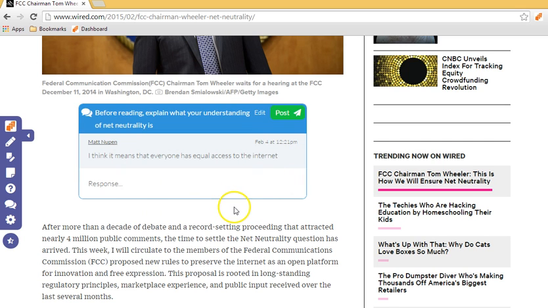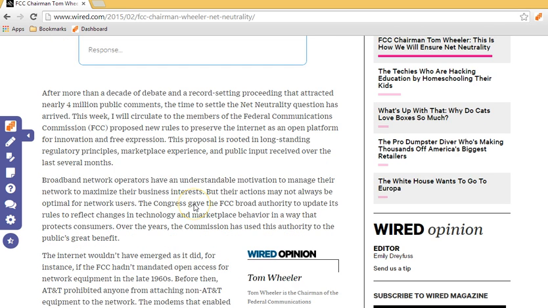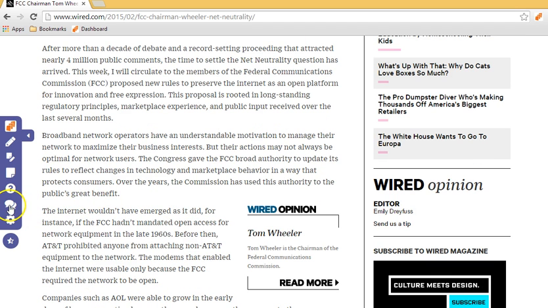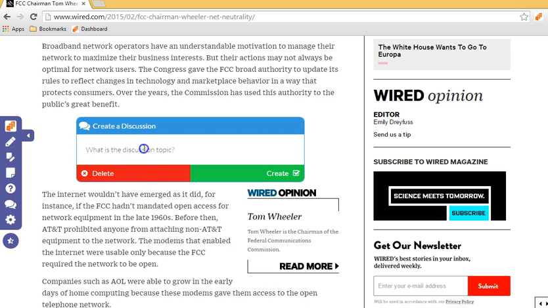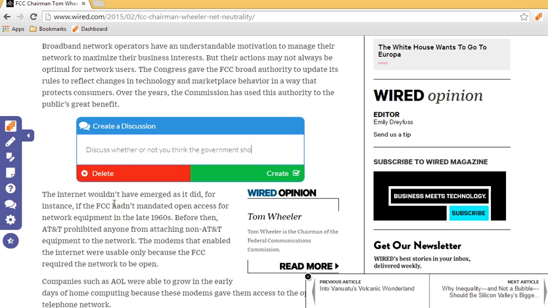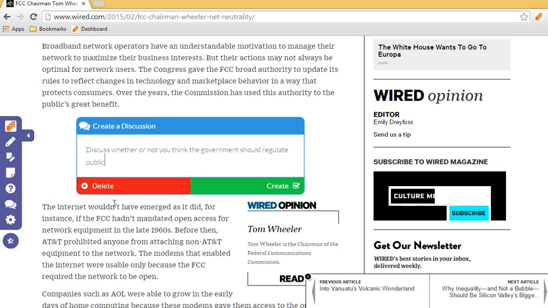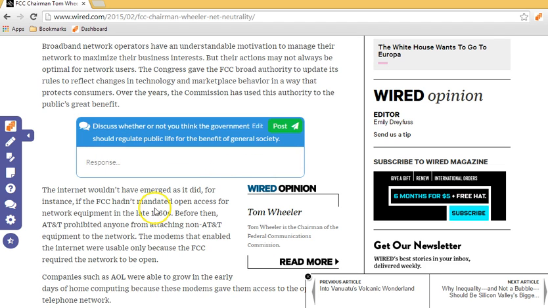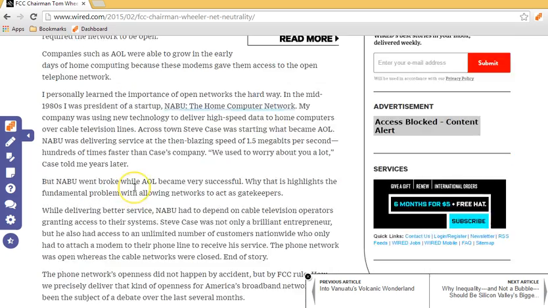Okay, all right. So we've got our introduction here. We've got students thinking. Start reading. So I think one of the things that's important for me is to use some good Bloom's verbs too. So I'm going to put a question right here because this is kind of a controversial paragraph that the author wrote. So I'm going to say, discuss, with my Bloom's verb, whether or not you think the government should regulate public life for the benefit of general society. Now this question goes exactly with what my students just read. So there's going to be no break in their thought process, having to go anywhere else. They can just read the paragraph and then have a whole class discussion right there after it.